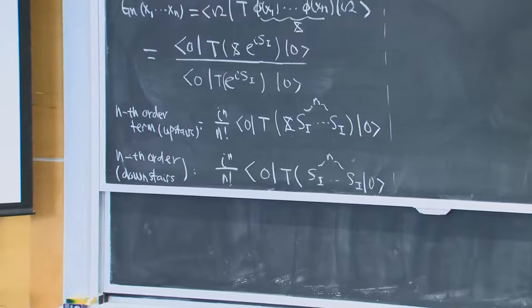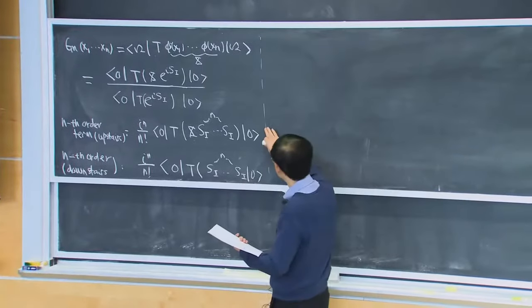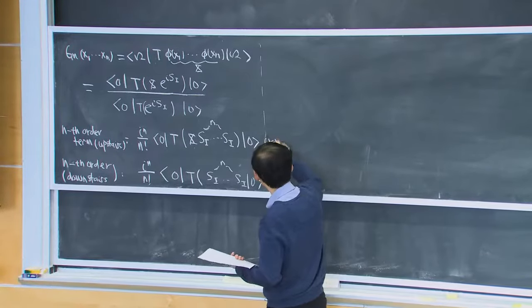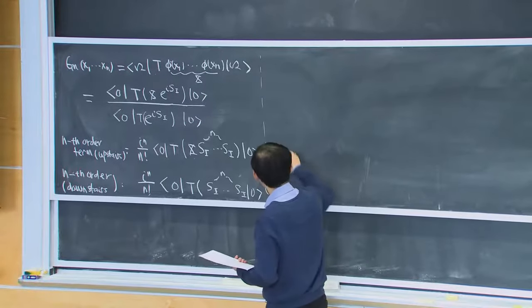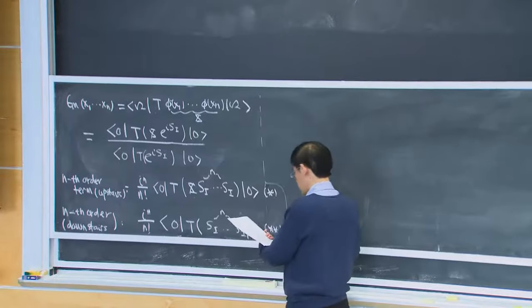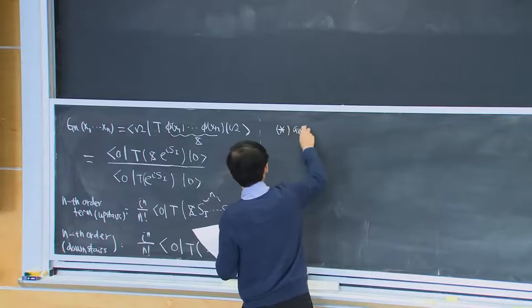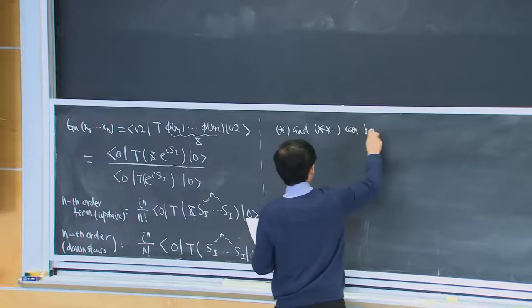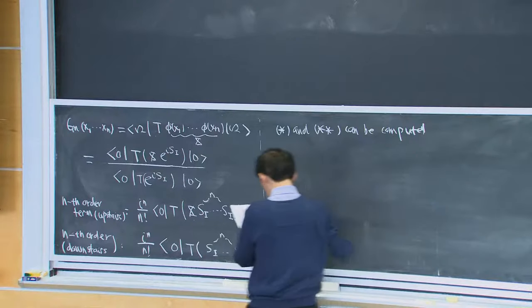And last time, we described how to compute a typical term in here. Okay, so let me call this equation star, star. So last time we described that the star and the star star can be computed using Wick's theorem.